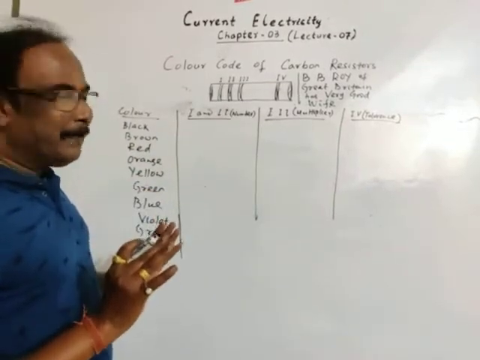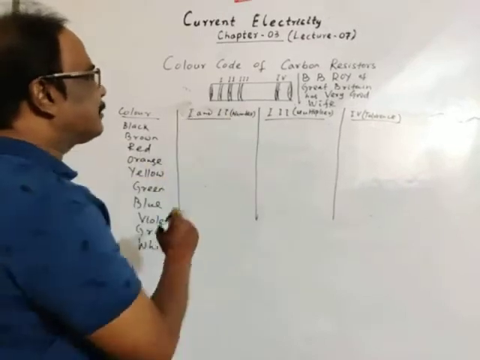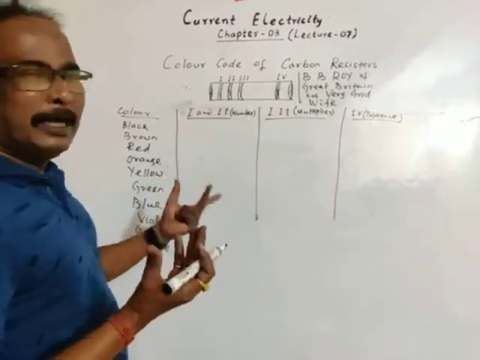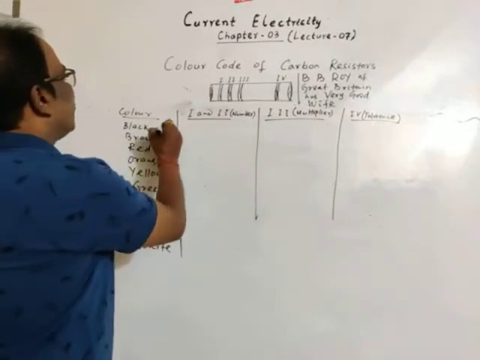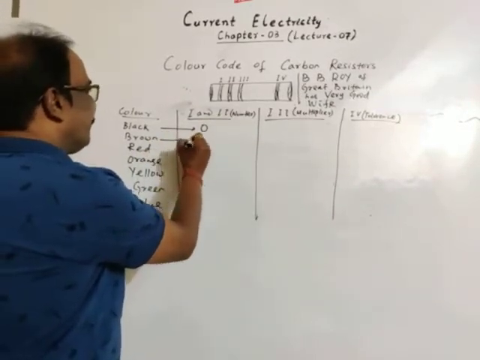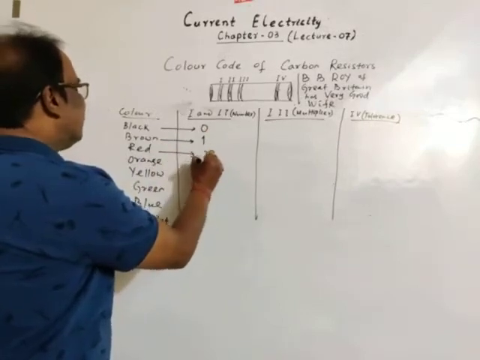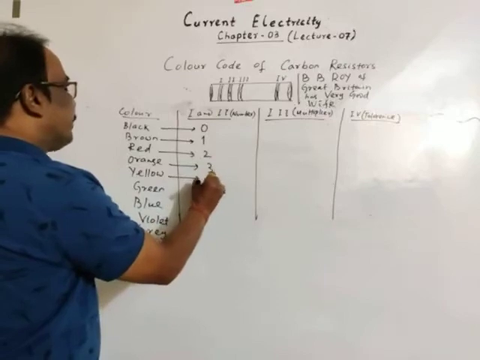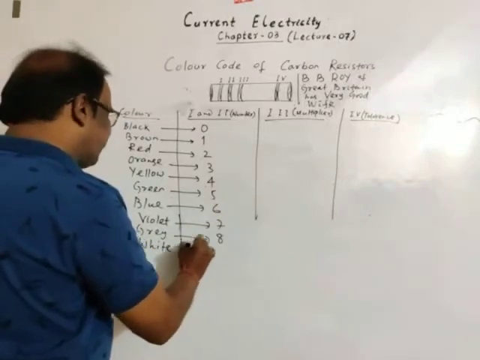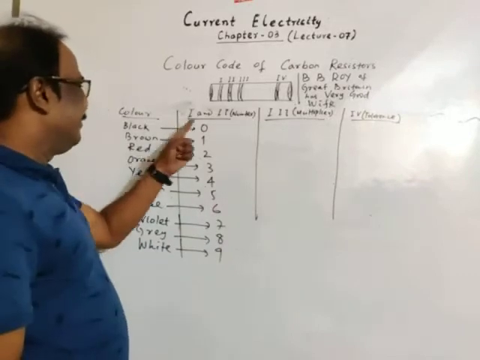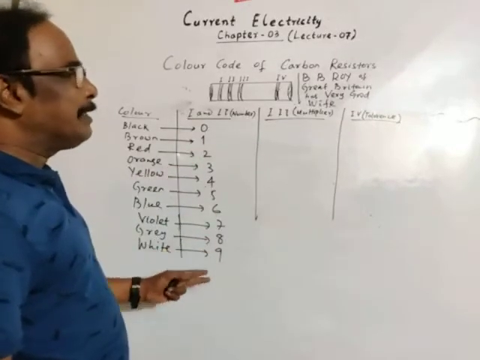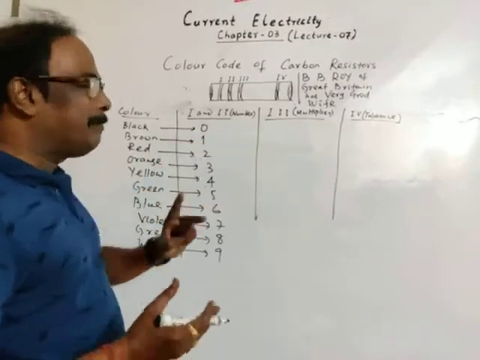Is it clear? Okay. Then first and second bands give magnitude of resistance in accordance with significant figures. For black, the number is 0. For brown, the number is 1. Then, going on increasing, red is 2, orange is 3, yellow is 4, green is 5, blue is 6, violet is 7, gray is 8, and white is 9. So these are the numbers, the magnitude of resistance in the form of numbers.